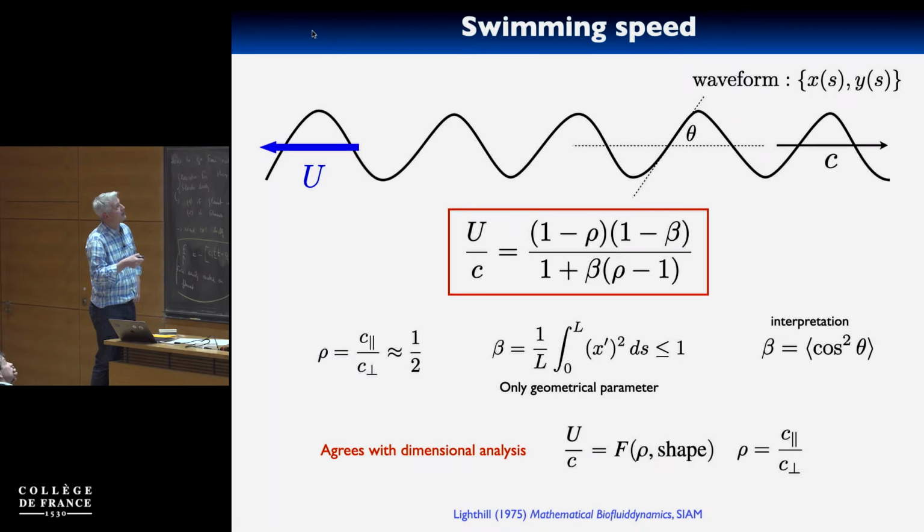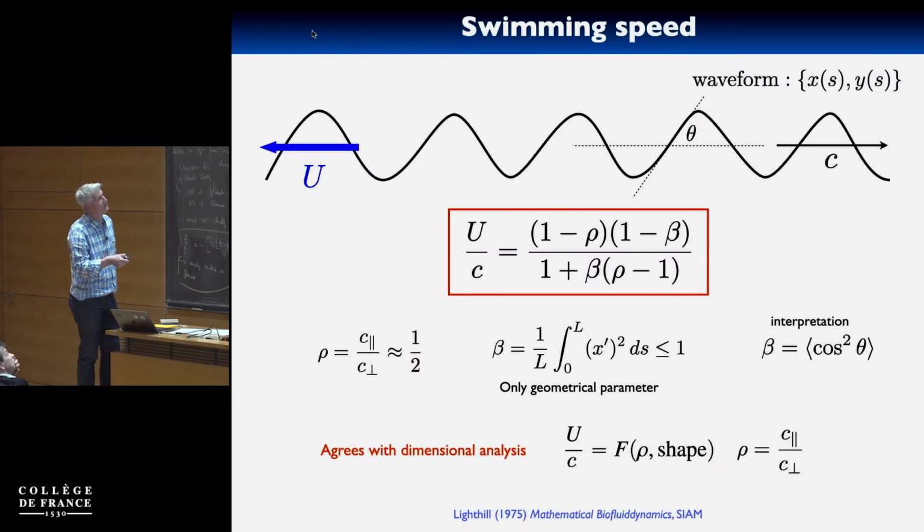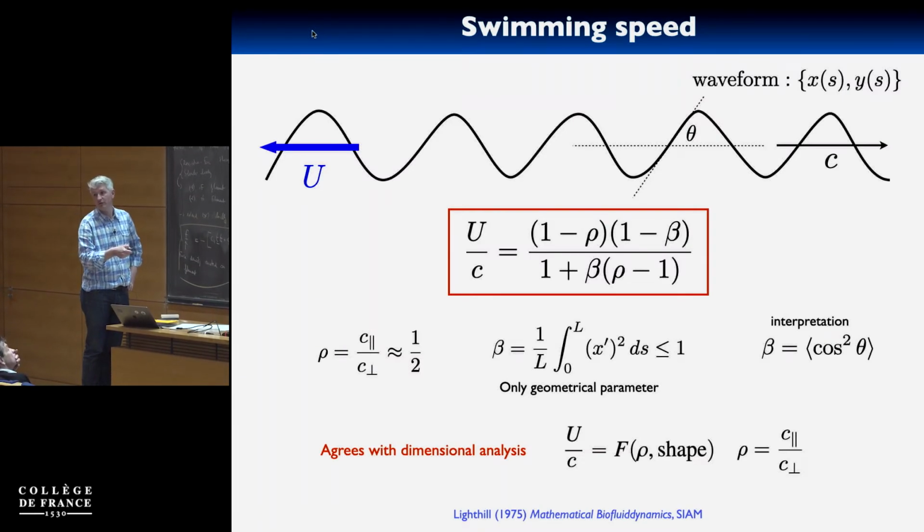And then there's a beta. That beta is the only parameter of the geometry. Remember I told you we were going to get a function of rho and shape. Well, it is a function of rho and shape, and the only shape that comes in is beta. If you define the waveform as x of s, y of s, with s the arc length, beta is 1 over the length times the integral of the square of x prime. And really what it is, is the mean value of the square of the cosine of the waveform.